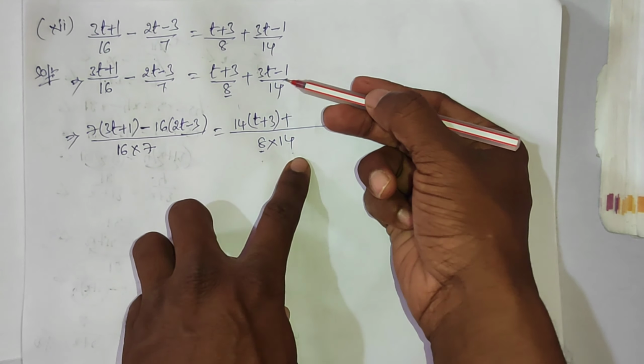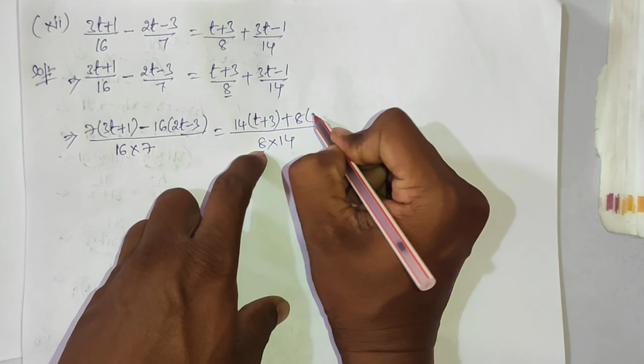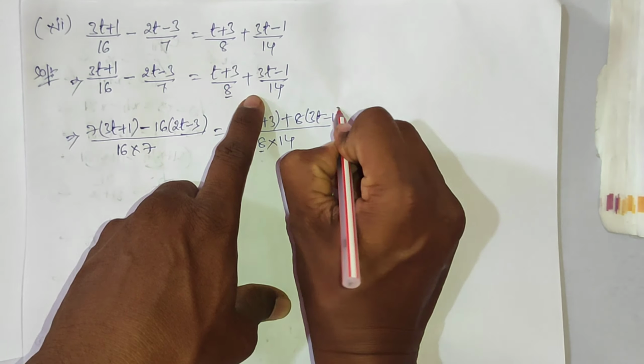Now compare the second one here. 14, 14 is the same. The remaining here is 8. Now multiply 8 with the numerator of 14. What is there here? 3t minus 1. Clear?